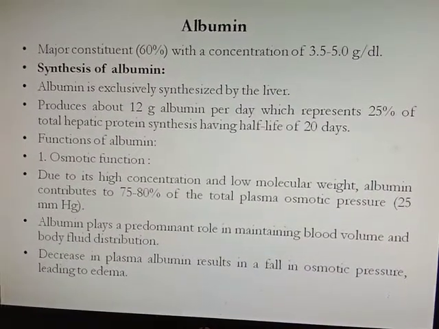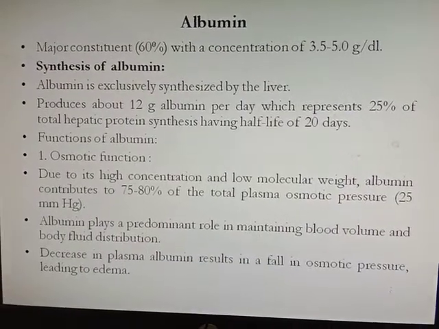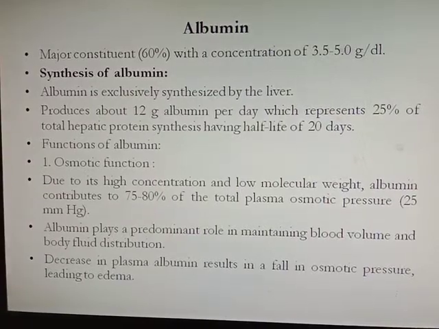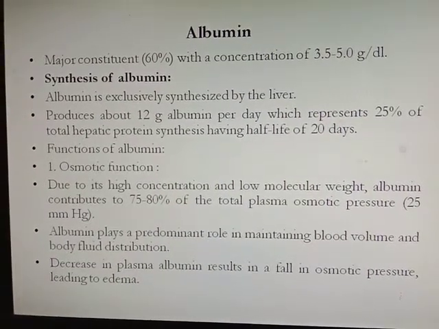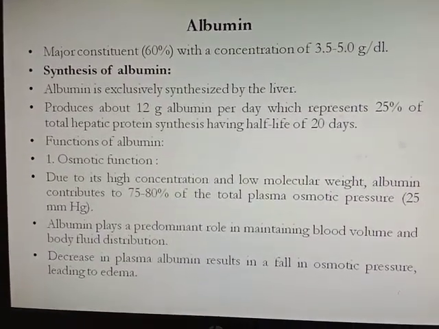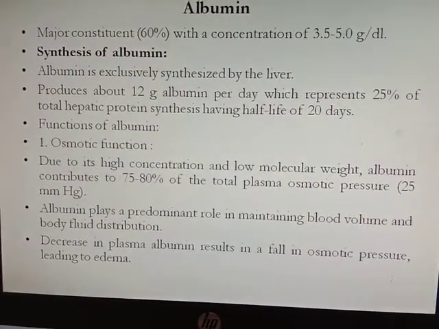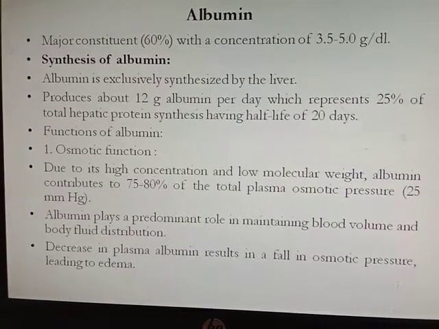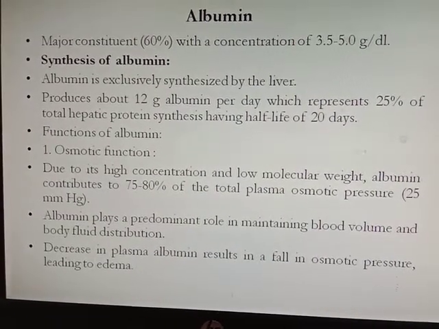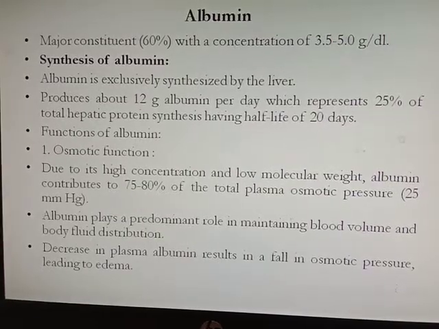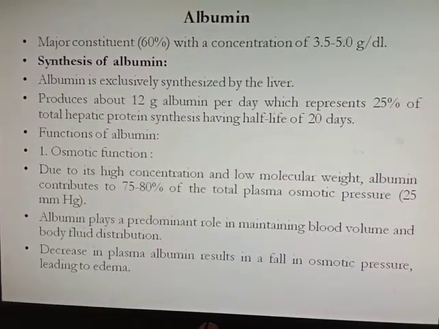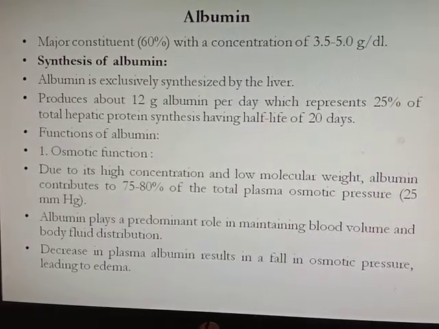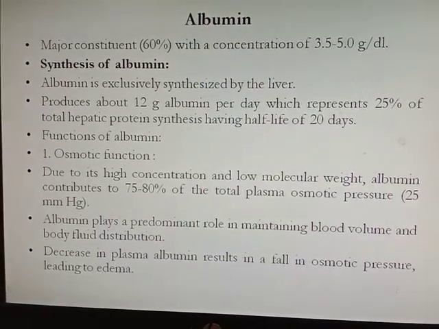It is the major constituent of plasma protein, representing 60% of total concentration, and in terms of gram, it is 3.5 to 5 gram per deciliter. Now the synthesis of albumin. Albumin is exclusively synthesized by the liver. It produces about 12 gram of albumin per day, which represents 25% of total hepatic protein synthesis, and albumin has a half-life of 20 days.